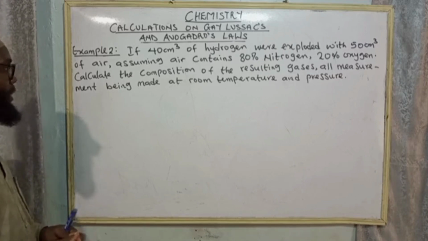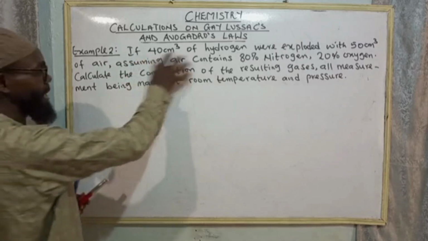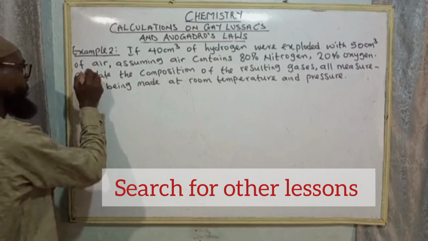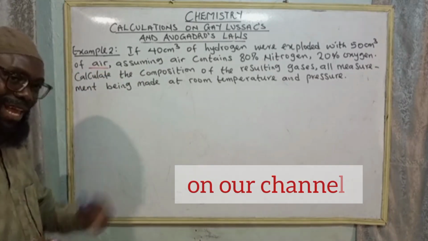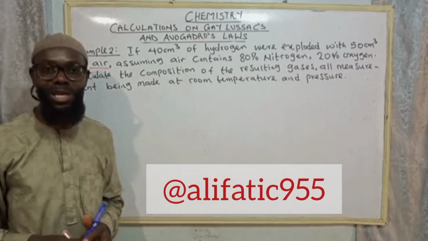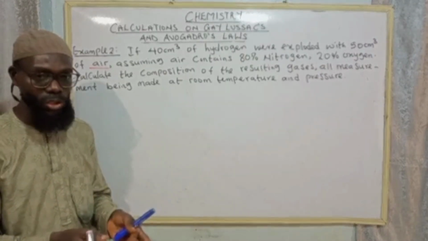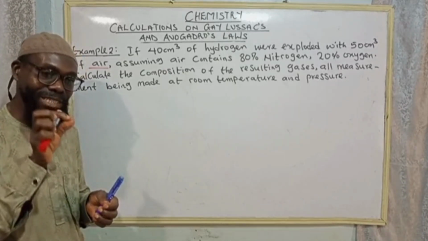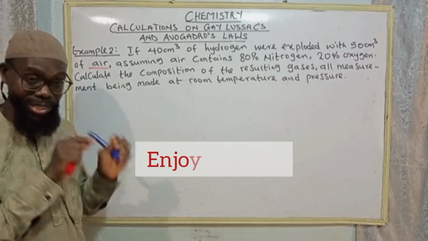One thing we have to note is this. Look at this. We have 40 centimeter cube of hydrogen exploded with 50 cm cube of air. Volume of air is 50 cm cube. Now in air, what is the substance that is reacting? Actually, it is oxygen. So which means that oxygen is the only gas that is responsible for combustion in air.